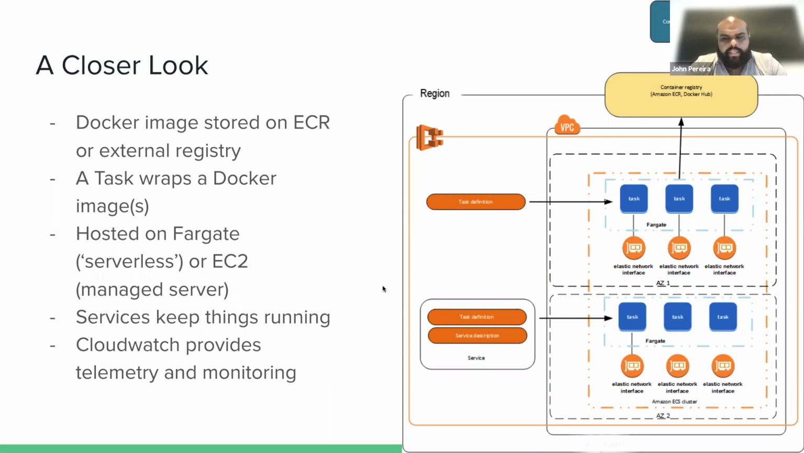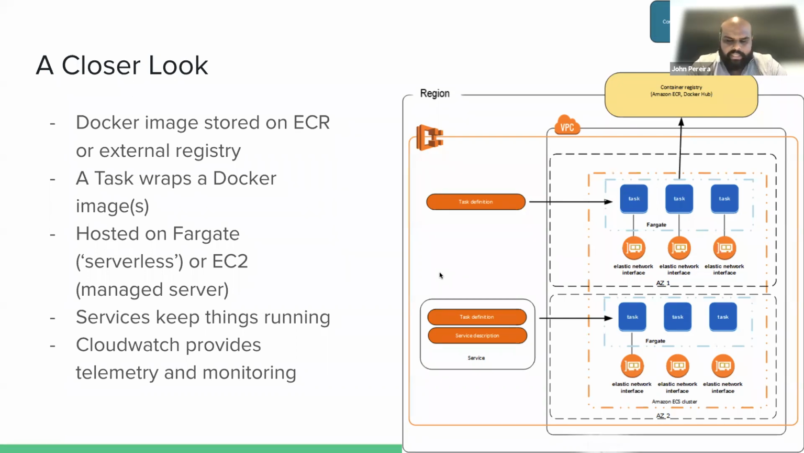And then the service makes sure that if you have defined, let's say, 3 instances of an application running at all times to handle the load, those instances are up. If something goes down, it makes sure replacement tasks come up to take their place, and it can also automatically adjust according to the load you're seeing right now. On the outside, CloudWatch provides telemetry and monitoring so that you know at any given moment what is going on inside these things.